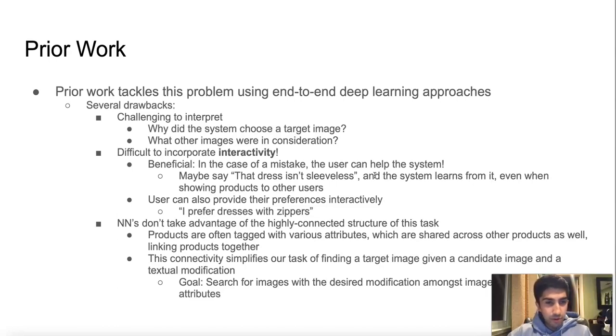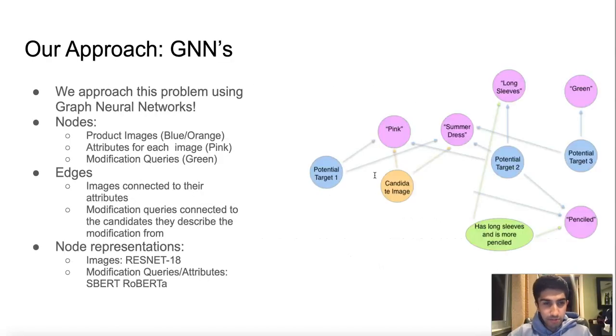The last reason neural networks are difficult is the fact that they don't take advantage of the highly connected structure of this task. In this task, products are often tagged with various attributes and other database measures, which are shared across other products as well, linking these products together. This connectivity would simplify the task of finding a target image given a candidate image with a textual modification, where the task essentially becomes searching for images with a desired modification amongst images with similar attributes.